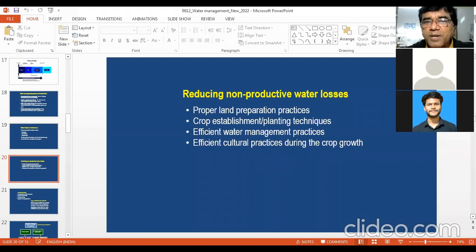Besides this crop establishment method, we can use some efficient water management practices. Water management practices which supply sufficient water to the crop. There is no deficiency of water, but with less water. So those kind of practices are efficient water management practices. Efficient cultural practices during the crop growth. Certain cultural practices can also help, like weed control. If you control the weed, your water losses can be reduced. So similarly, there can be many other cultural practices that can increase the water use efficiency.